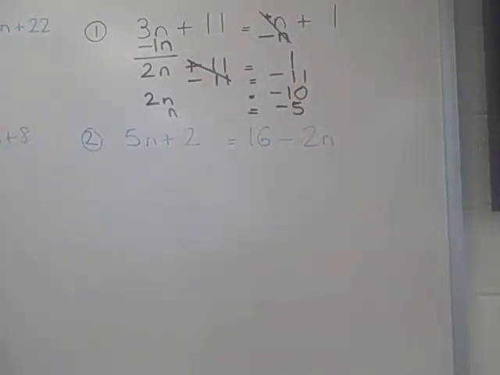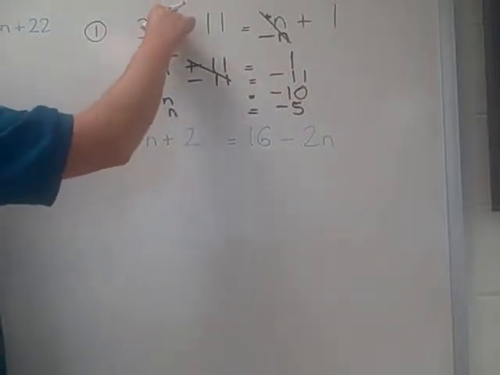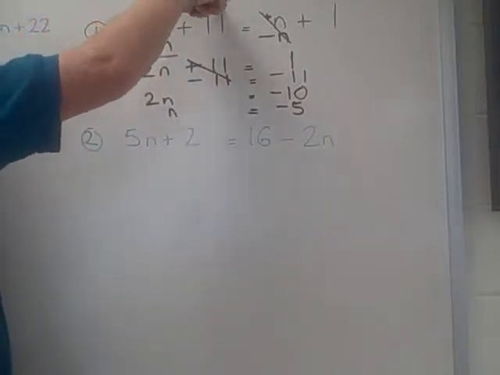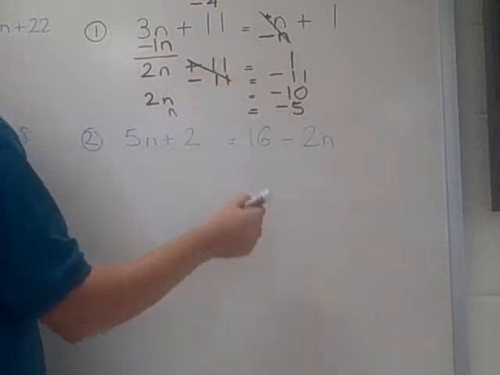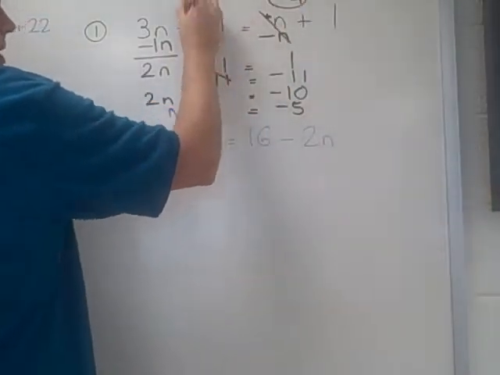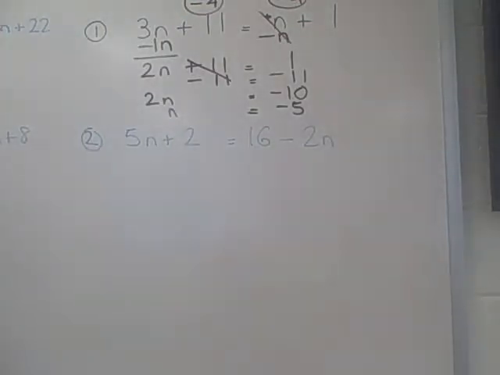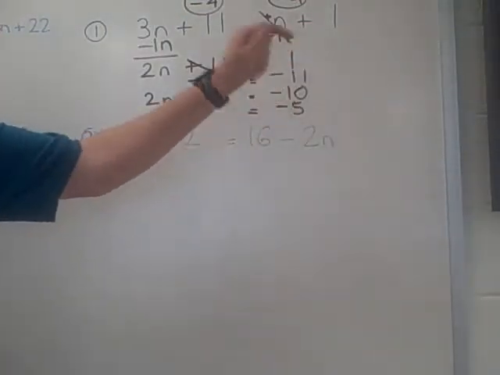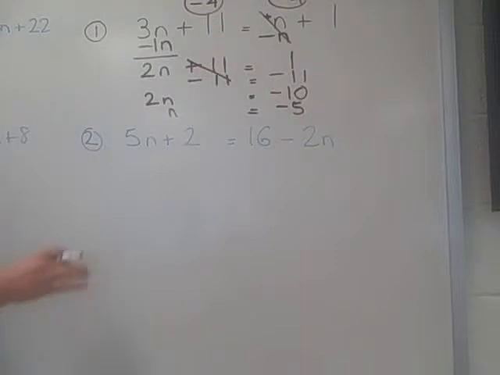We can go ahead and check our answers for these questions as well. 3 times negative 5 is negative 15, plus 11 is negative 4, and on this side, negative 5 plus 1 is also negative 4. So as I ended up with the same answer, then I know that this must be a correct solution to that problem. Same idea with number 2.